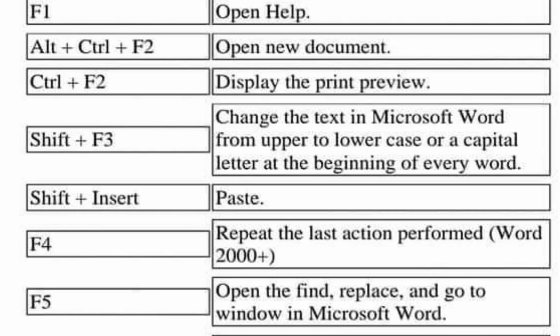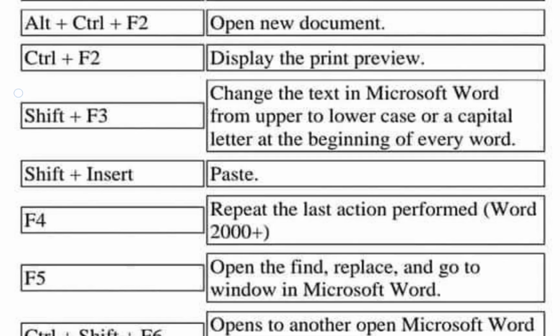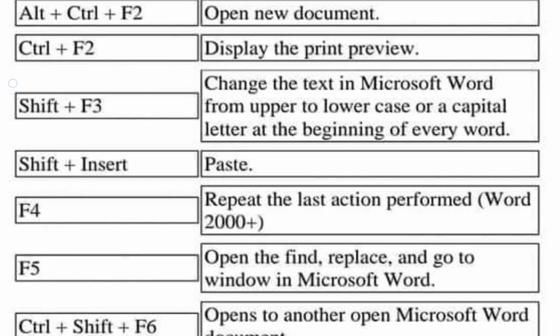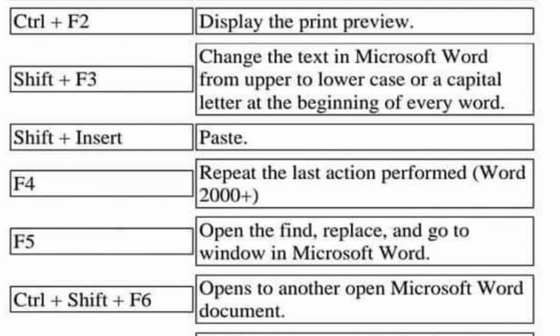Shift plus F3 changes the text in Microsoft Word from upper to lowercase, or a capital letter at the beginning of every word. Shift plus Insert is used for paste. F4 repeats the last action performed.